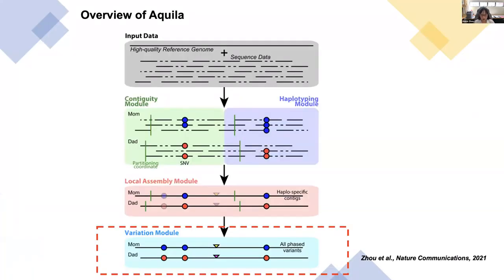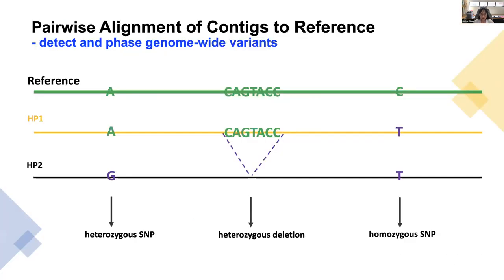So let's go to the last module, the variation module. Not like an alignment algorithm, because we assemble the reads together and achieve our full-length contigs, we can just do a simple pairwise alignment of the contigs against the human reference to detect genome-wide variation. And because our assembly is already haplotype-resolved, we can actually phase all the variations.